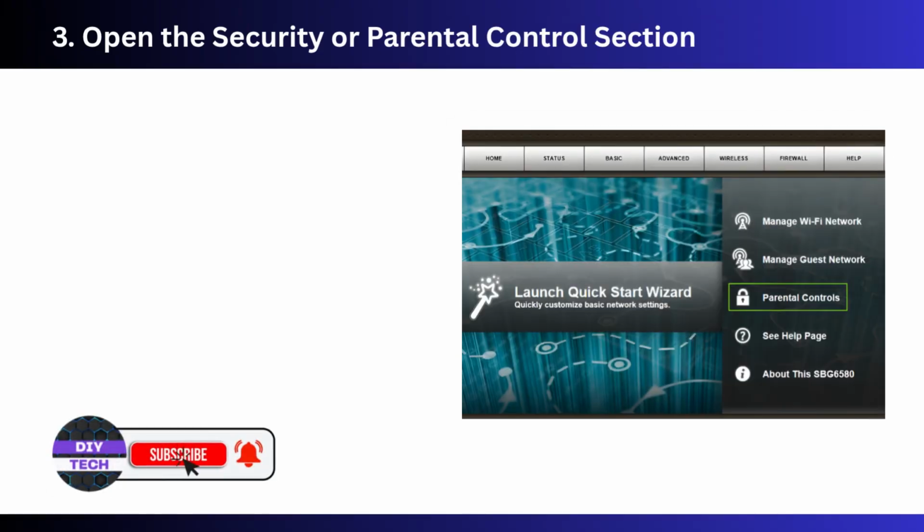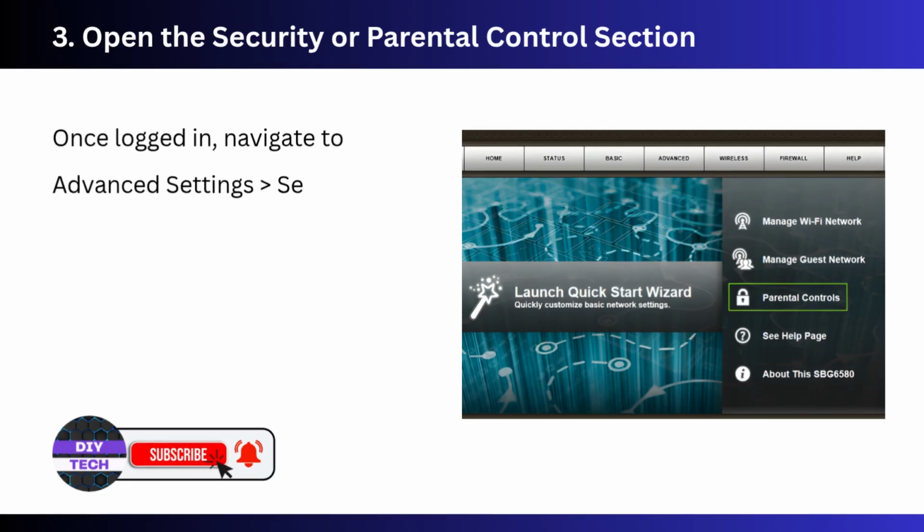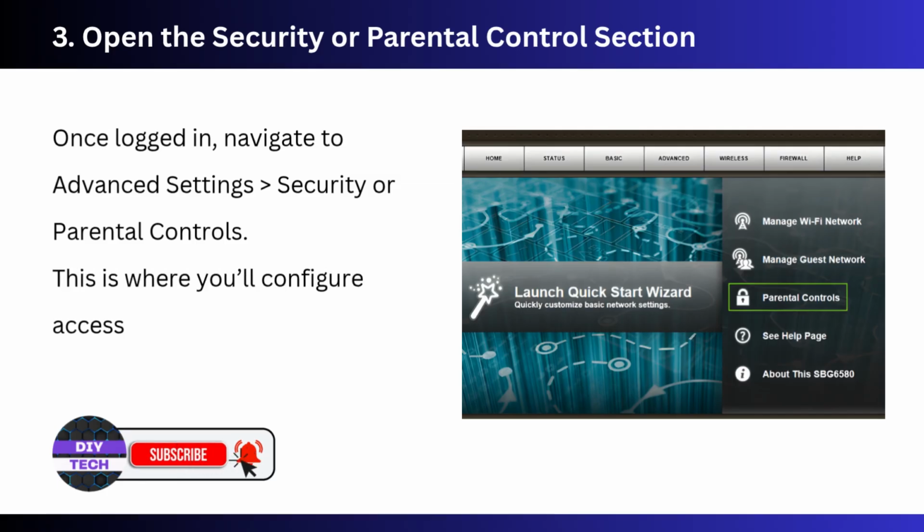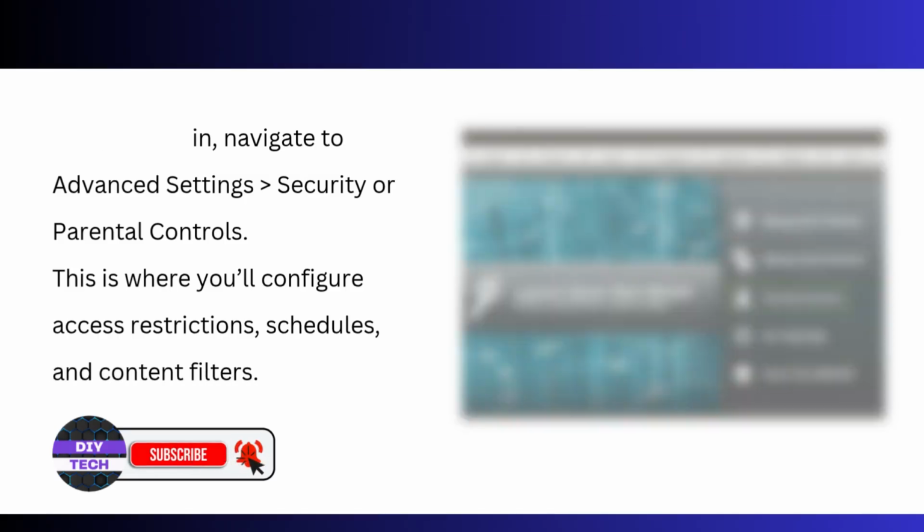3. Open the Security or Parental Control section. Once logged in, navigate to Advanced Settings, Security or Parental Controls. This is where you'll configure access restrictions, schedules, and content filters.